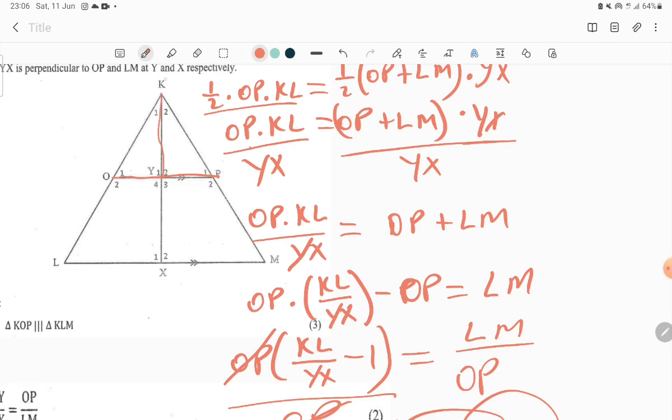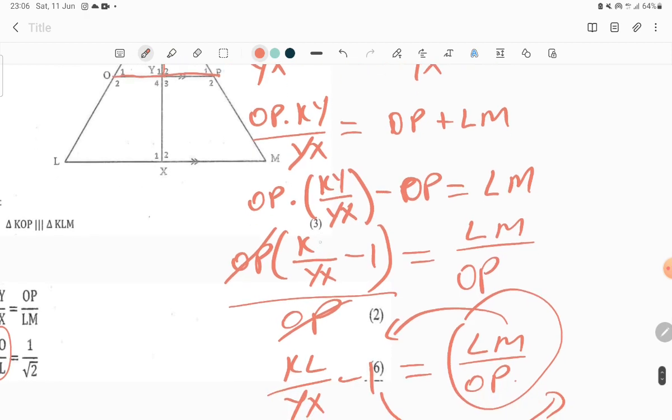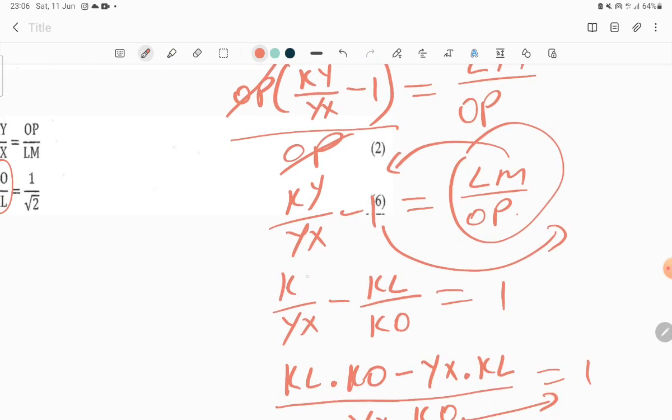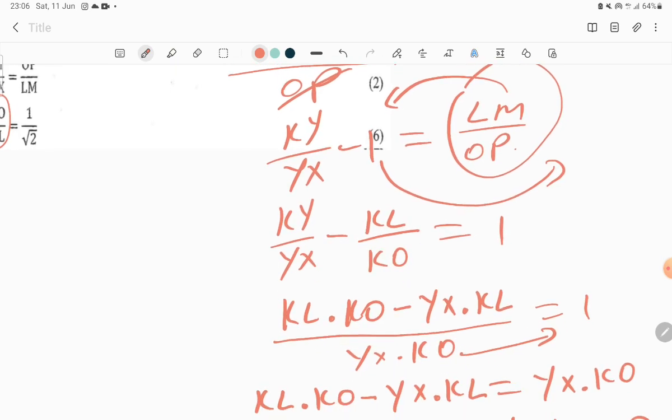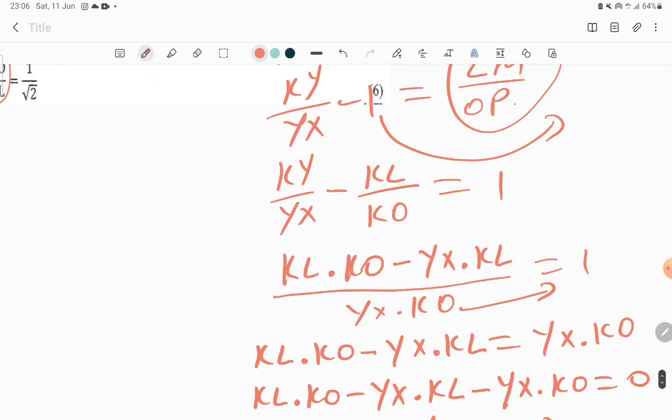times KY, not KL. So this is supposed to be Y, this is supposed to be Y, this is supposed to be Y, and this is supposed to be Y. It wouldn't be long if I didn't make this mistake. This is supposed to be Y, and this also supposed to be Y, and I think this one is fine. Then we have this supposed to be Y.